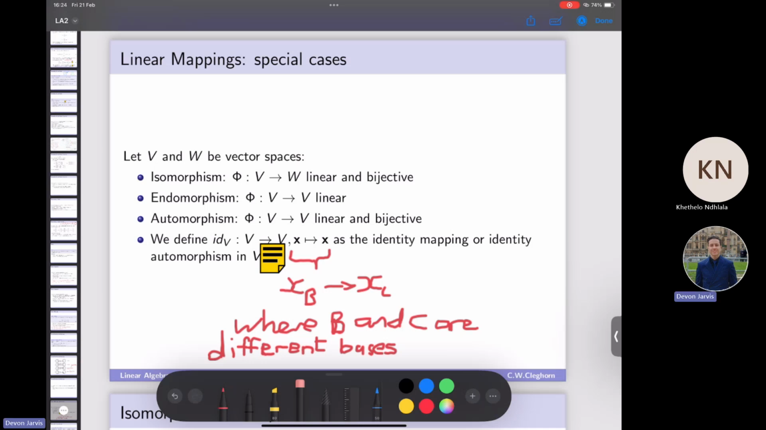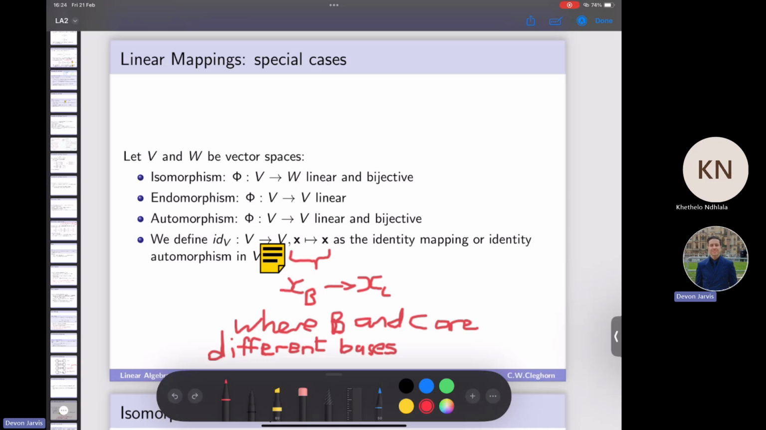If we have two vector spaces, there's a bunch of other named types of mapping. You have an isomorphism, a mapping that is both linear and bijective. You have an endomorphism, which maps from the same space to itself linearly. Then you have an automorphism, which is linear and bijective and maps into the same space. I'm not going to test you on these names. They're all a little bit vague to me.